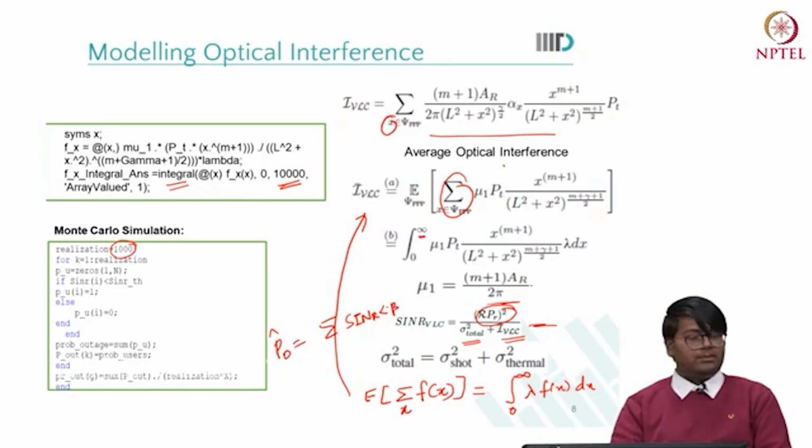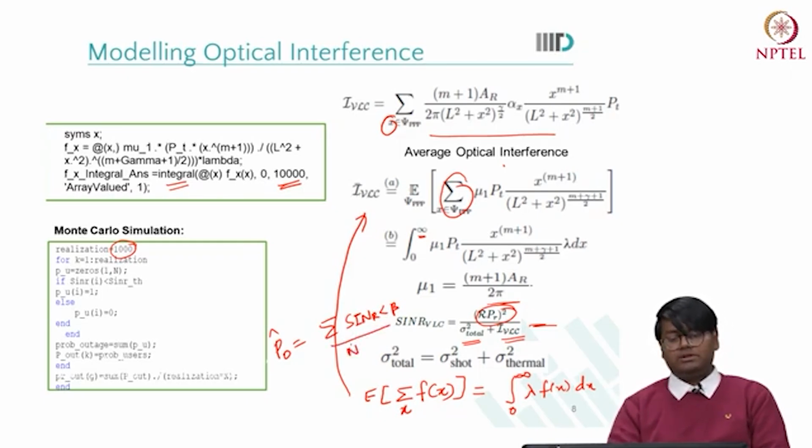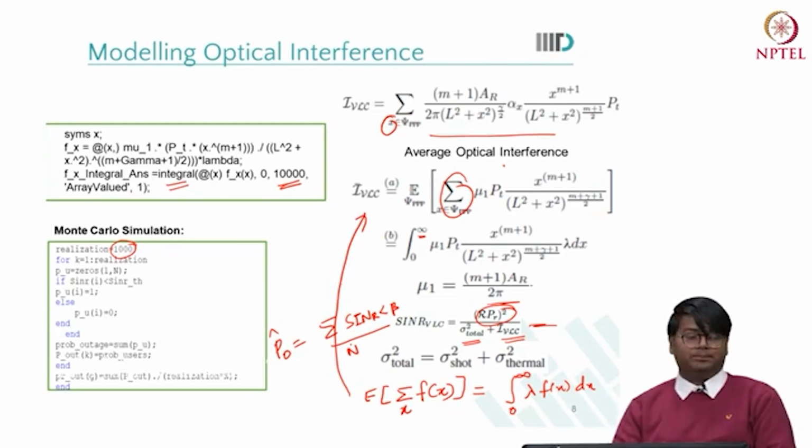So, we count the number of times for which the signal to interference plus noise ratio is not larger than the SINR threshold beta, and accordingly we find the simulated outage probability by dividing that count by the total number of simulation runs. This is how we find the outage probability.